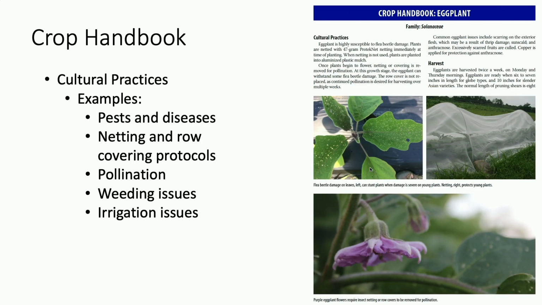Then we go into another big section called cultural practices, which can be a lot of different things. It's a huge umbrella term, whether you think about pest and disease management, different unique considerations, cultural management practices like row covering or netting. Also, if you need to think about pollination or weeding or irrigation, what kind of issues do we find with this particular crop? How do we address those? And you'll also notice there are pictures throughout, so some of them are pretty, some of them are fun, but hopefully a lot of them are just informative and illustrate our system well.